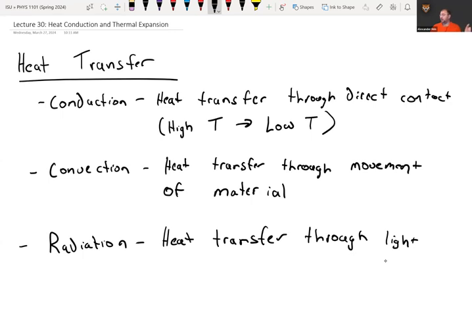This is also how incandescent light bulbs generate their light. That was kind of the trick to it: how do you get the thing hot enough to glow and emit light, but without the thing burning out? That was a problem that Edison had to overcome. But that's basically what we're talking about when we're talking about radiation.